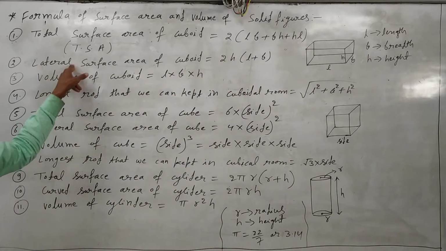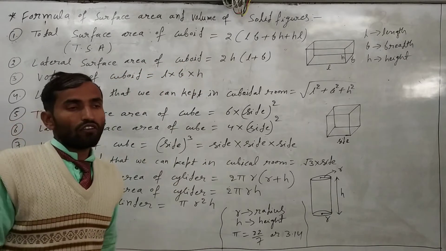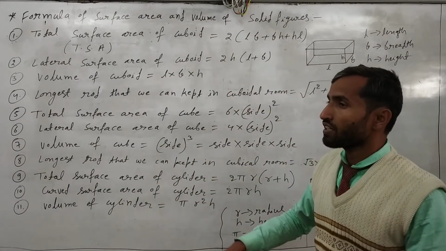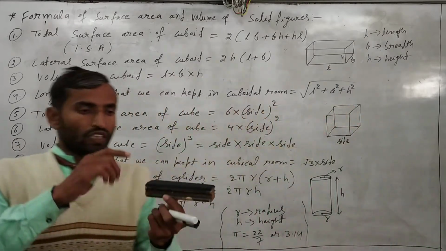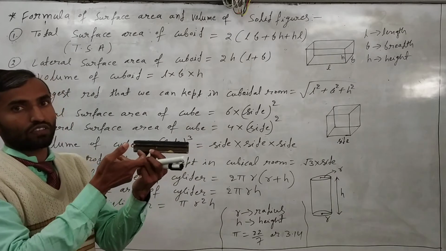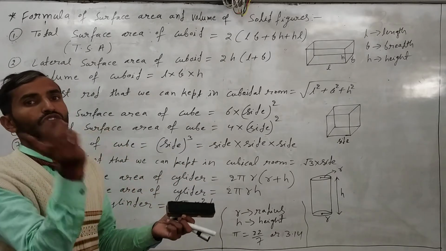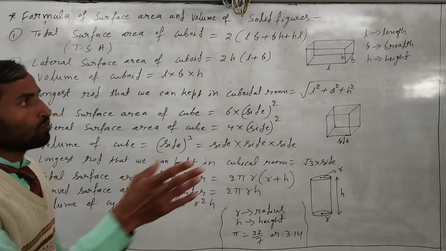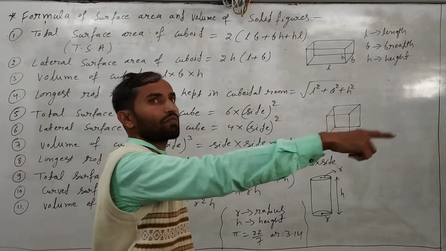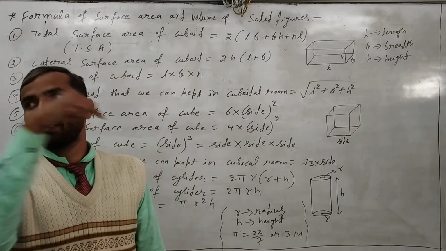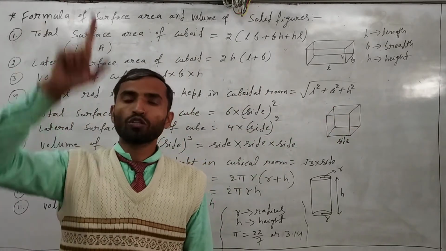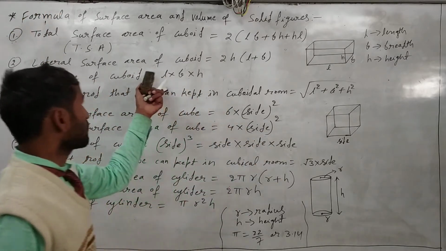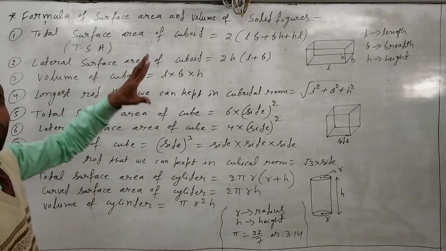Next one, lateral surface area of a cuboid. Why do we call this the lateral surface area? Because in the lateral surface area we will not include this surface and this surface. We include only the area of the walls. Area of walls means, in a room, this wall, that wall, front, back, left, right. We will not take both floors, the upper floor and the lower floor. That's why only 4 surfaces will come.